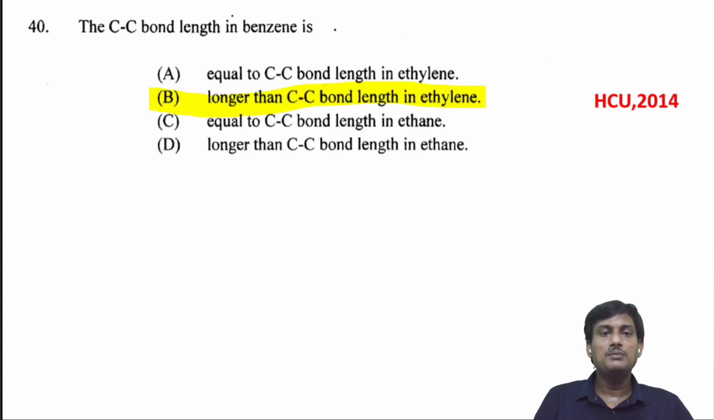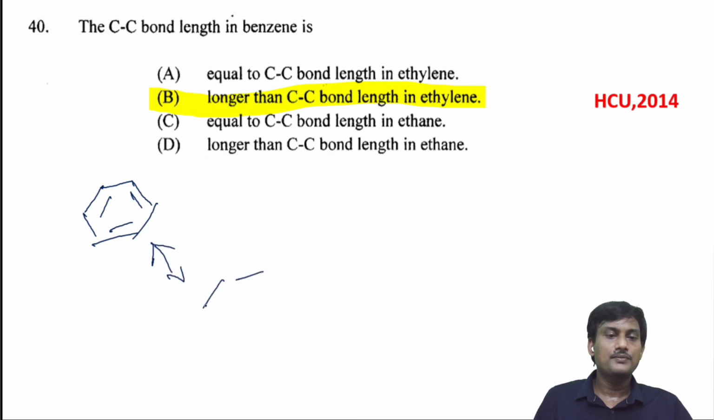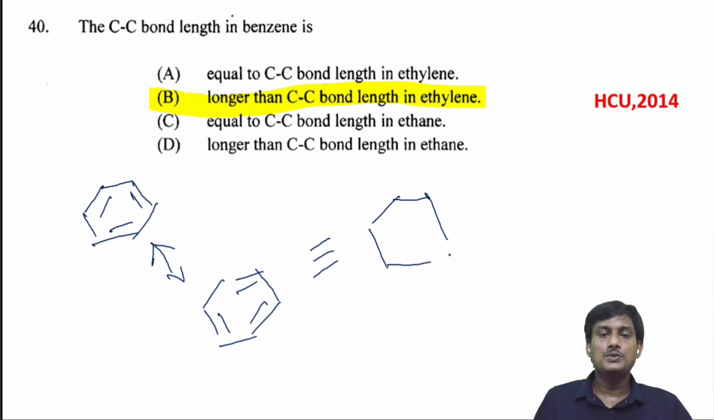The C-C bond length in benzene is, we have alternating single and double bonds. When you take resonance structures, you will get this resonance structure. When you take the resonance hybrid, this is the average of these two molecules. So in one resonance structure, this one is a single bond. In another resonance structure, it's a double bond.